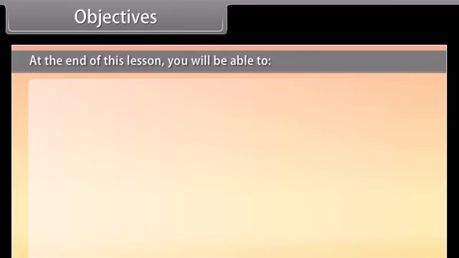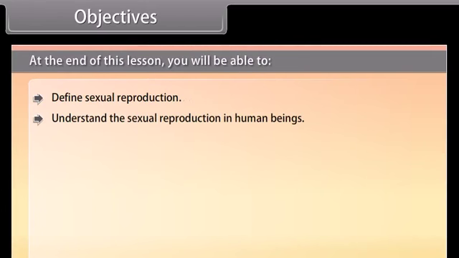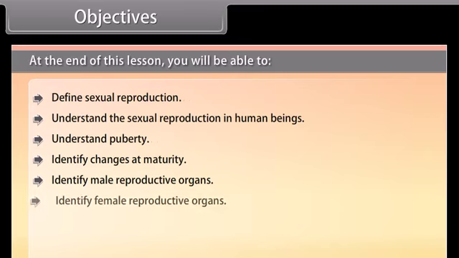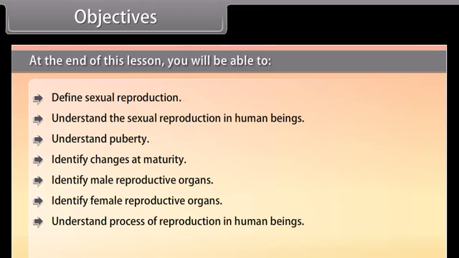Objectives. At the end of this lesson, you'll be able to define sexual reproduction, understand sexual reproduction in human beings, understand puberty, identify changes at maturity, identify male reproductive organs, identify female reproductive organs, understand the process of reproduction in human beings, understand menstruation.